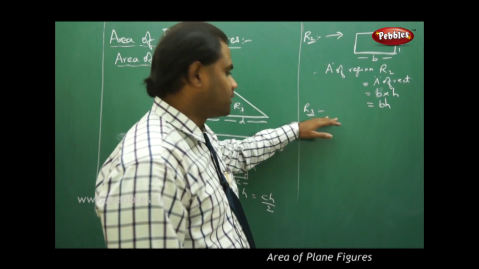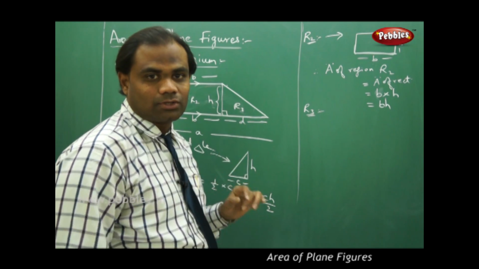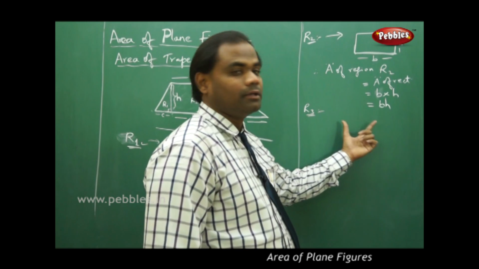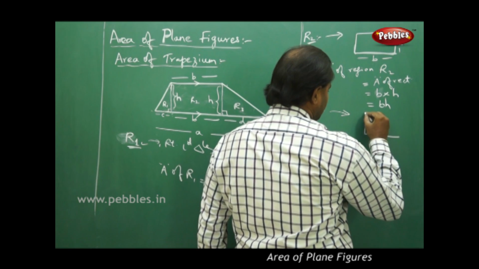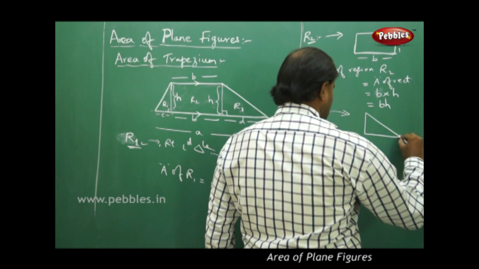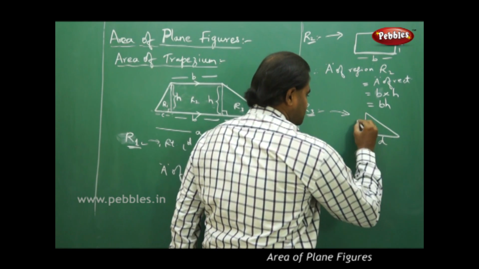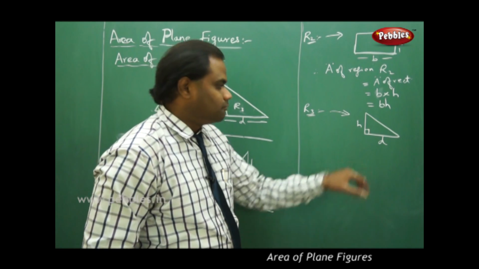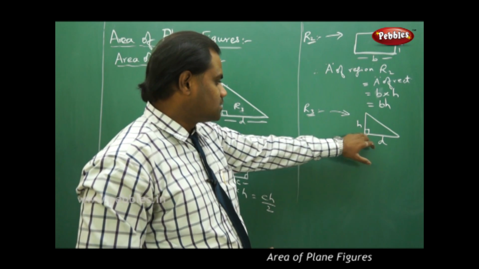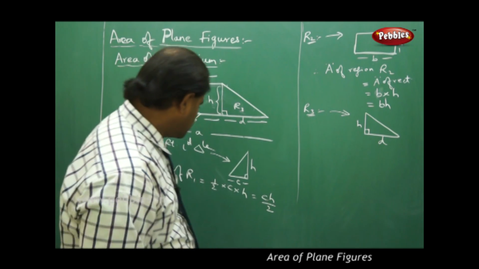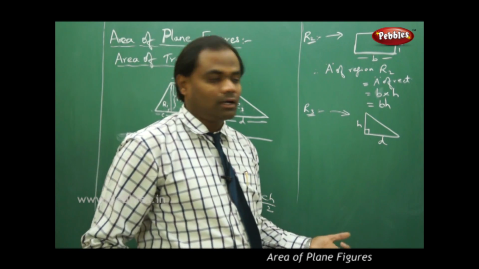So region R3 is clearly a right angled triangle with the dimensions D and H. Let's draw a right angled triangle independently for region R3. I get this region to be a right angled triangle where this is the right angle and my base here is D, and my H is the height of the original trapezium, which is also the height of this right angle triangle. Now, as we know this is a right angle triangle, its area would be half into base into height, similar to R1.